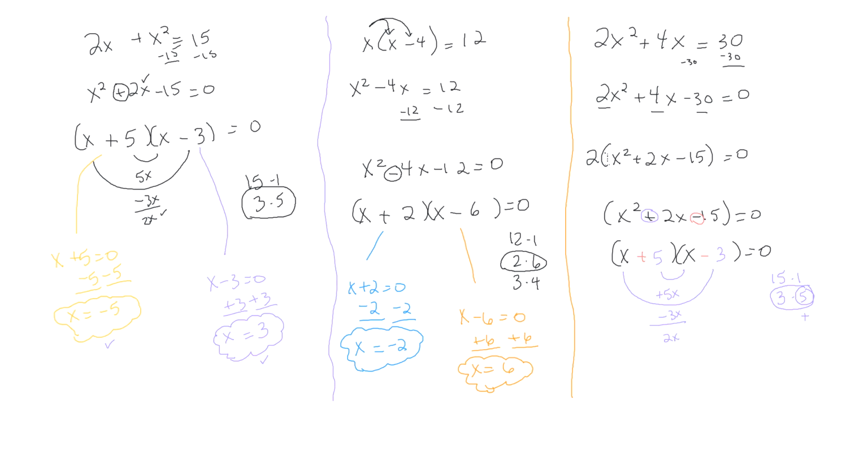I'm going to set my factors equal to 0. x plus 5 equals 0. And x minus 3 equals 0.